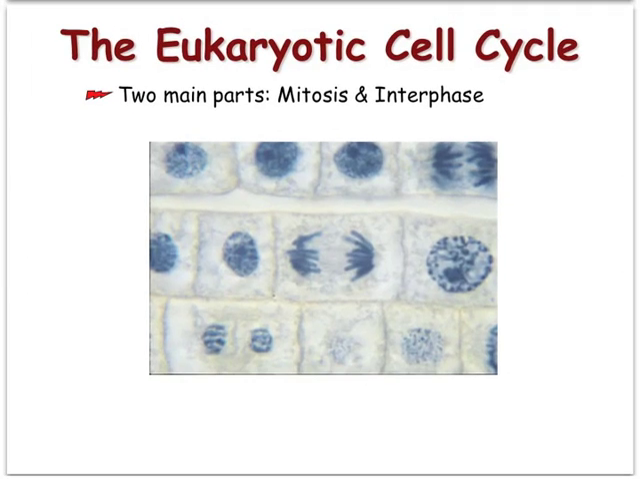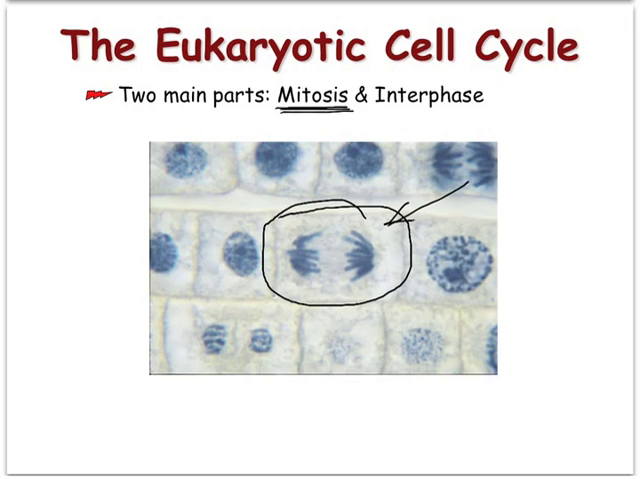In general, the cell cycle can be seen as being divided into two main parts. The first one is mitosis, which is the part of the cell cycle in which the cell actively divides into two new daughter cells. And the second is interphase, which are all other phases or stages of the cell cycle when the cell is not actively dividing.